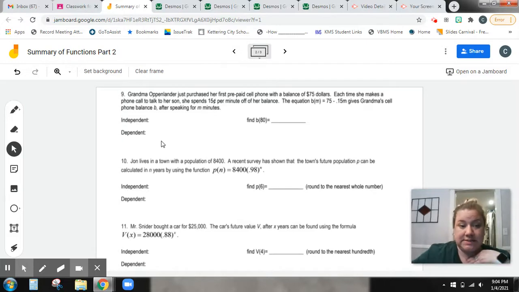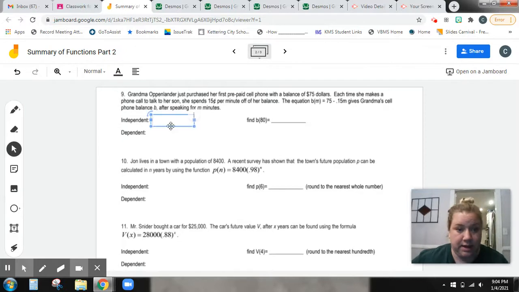So this equation gives grandma's cell phone balance B after speaking for M minutes. Big one, time. Again, I see time. So does the balance depend on the minutes, or do the minutes depend on the balance? The minutes aren't going to change, right? As I use more minutes, I'm going to lose money from the balance. So the independent, again, is time in minutes. The dependent is going to be my phone balance.